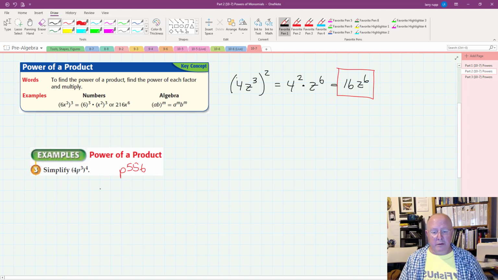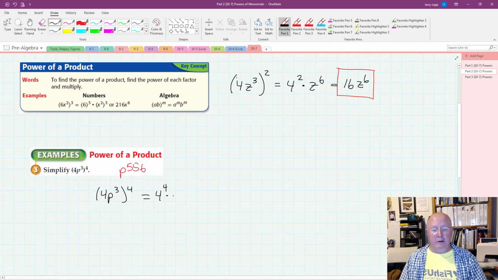So we have the quantity 4p cubed to the 4th. All right. Well, we know now that we can take the numerical part of this, the 4, and raise it to the 4th by itself. And if you don't understand how you can do that, scroll back up or reverse in the video a minute or two, and go back over the beginning of this page, part 2 here. So, back to our problem.